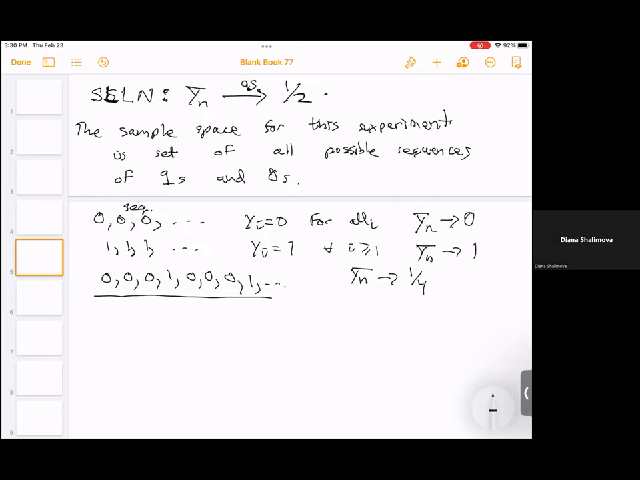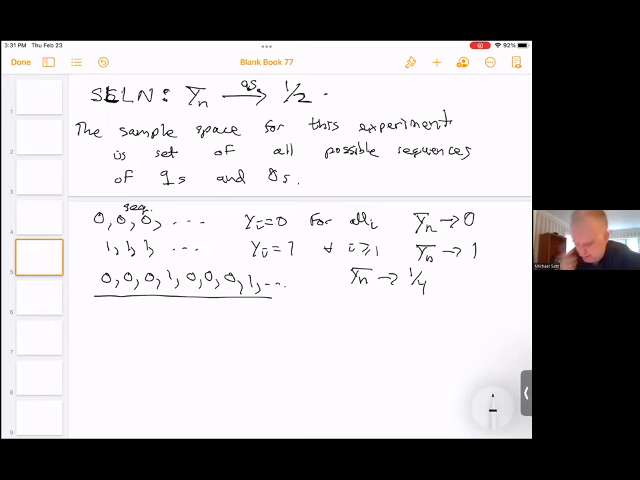No, I'm talking about the Bernoulli one half. Like a full coin flip, even probability of one or zero. There are uncountably many sequences that will not go to 1/2.